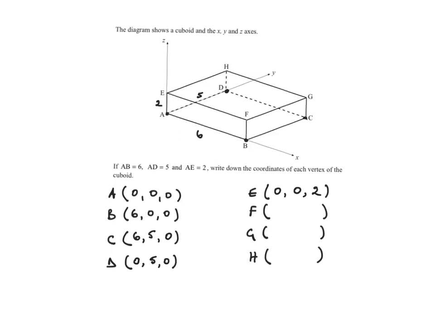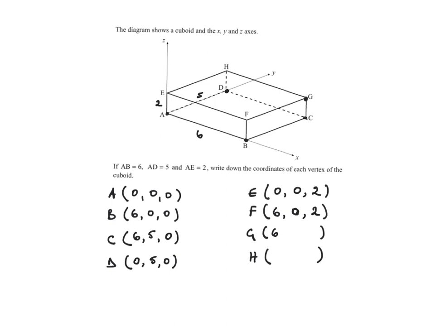And what about the point F? Well, to get from A to F, we move 6 in the positive x direction. We move 0 in the y direction because we're not moving along the y-axis at all. And then it's 2 in the positive z direction. I hope you can see that the points G and H have the same z coordinates, which is to say 2. So the point G then, here it is here. So that's 6 in the x direction, that takes us to B.